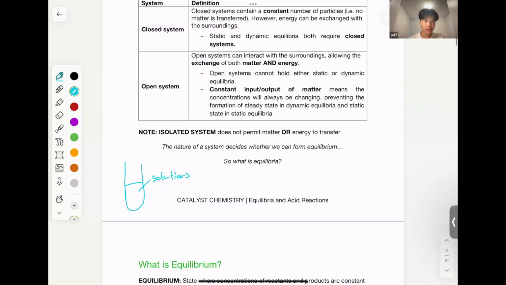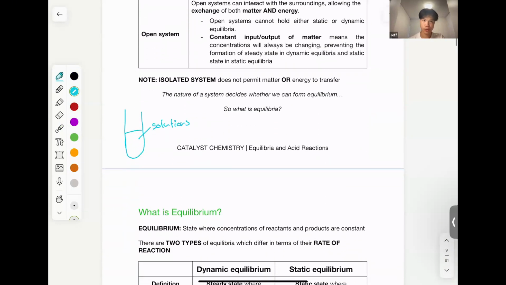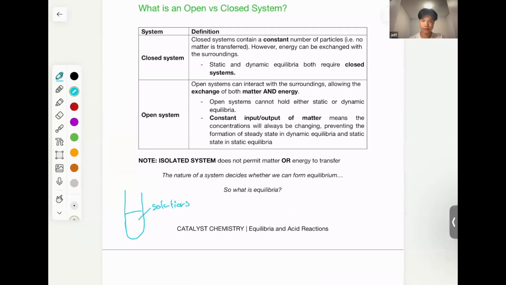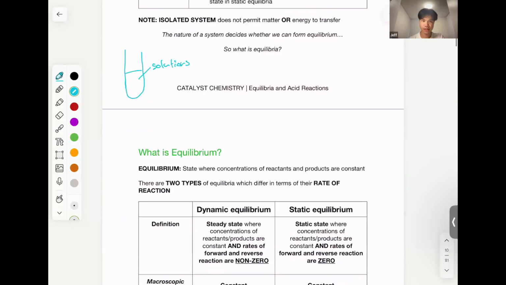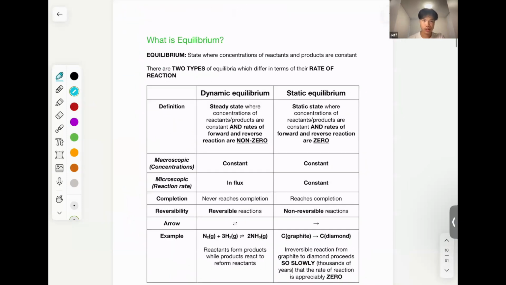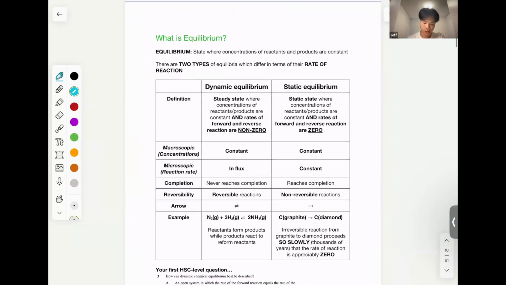Okay. Any questions on open and closed systems? Okay. So the big question we answered at the very beginning is what actually is equilibrium?